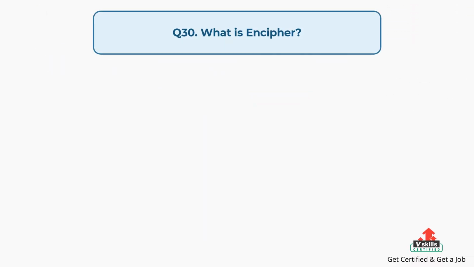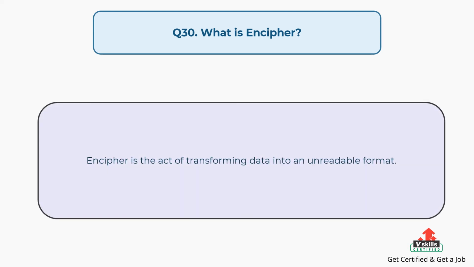Question number 30. What is N-cipher? The answer is, N-cipher is the act of transforming data into an unreadable format.